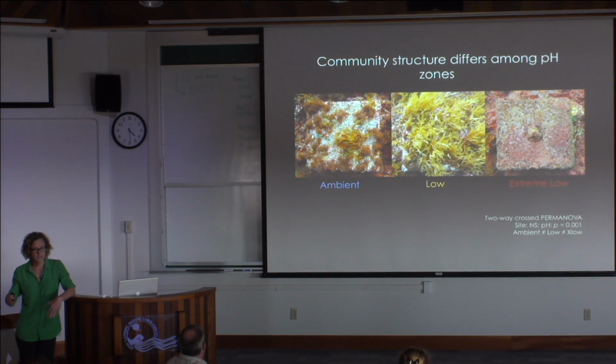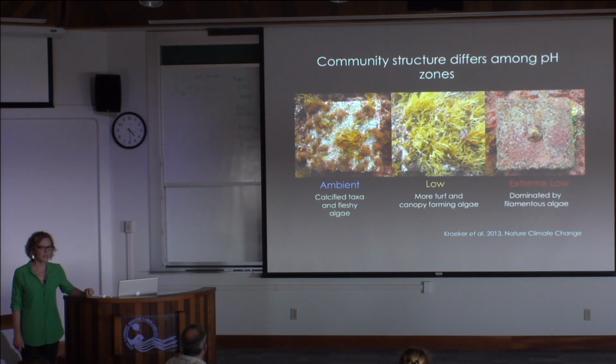So I'm going to jump to the end. This is after 14 months of development, so about a year. We do see that the community on the tiles differ between the pH zones, and they're very reflective of what we see in the background community. So in general, we have more calcified taxa and fleshy algae in this ambient pH zone.